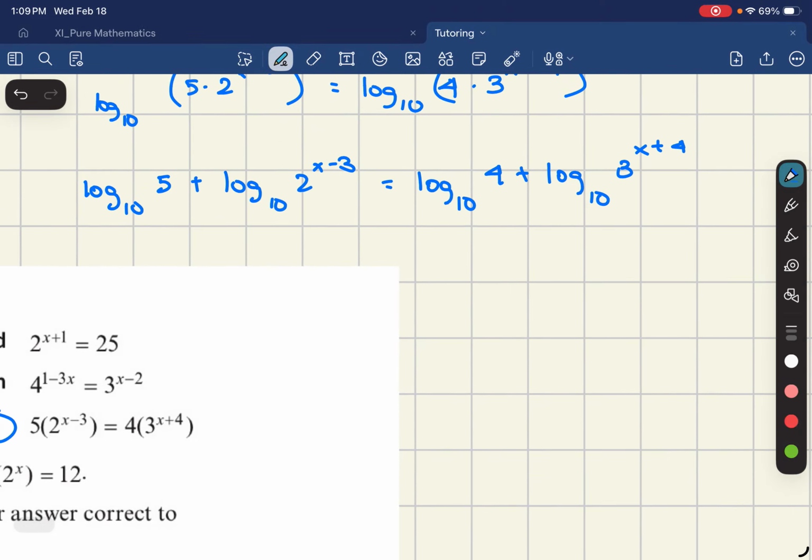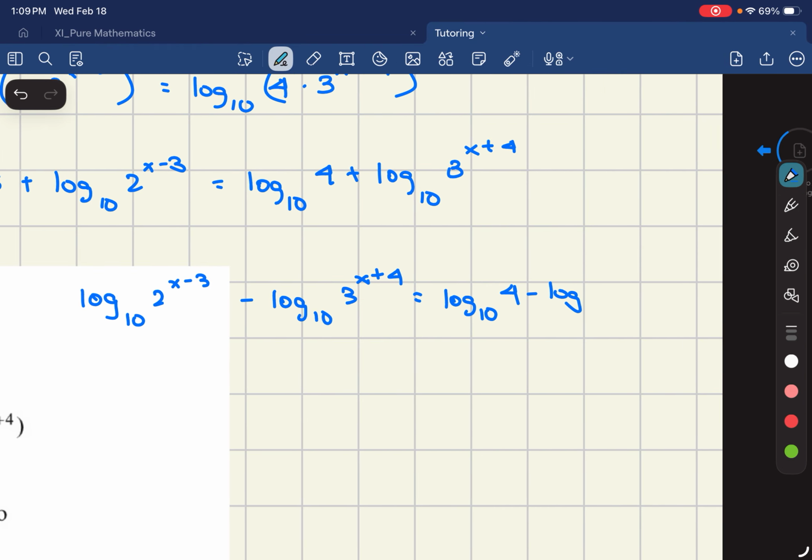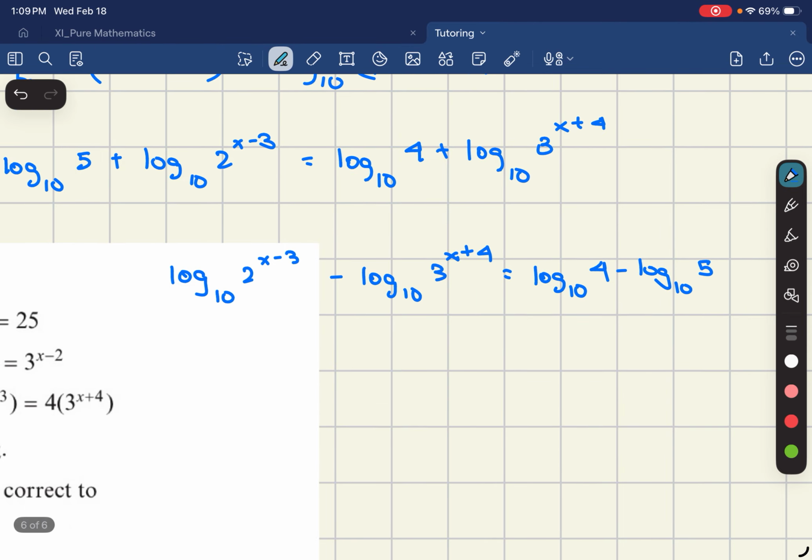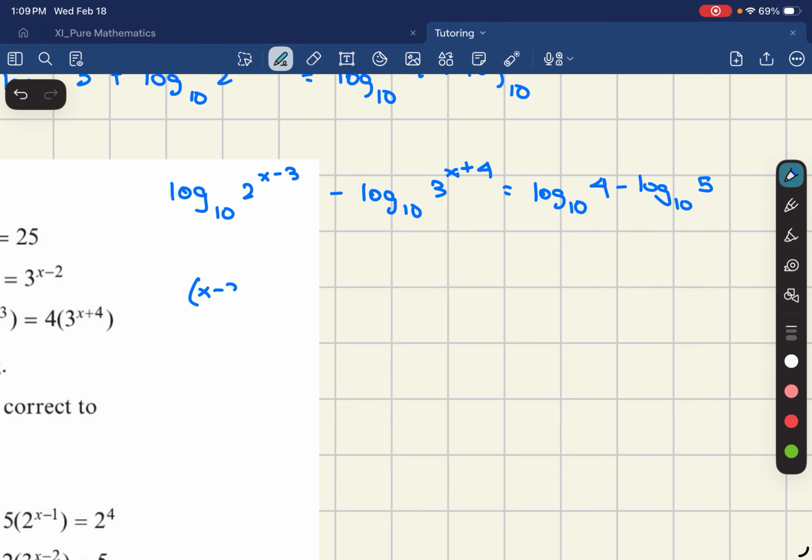Now, I want my terms with x on the same side. So log base 10 2^(x-3) minus log base 10 3^(x+4) is going to be equal to log base 10 4 minus log base 10 5. And now I can write this as (x minus 3) log base 10 2 minus (x plus 4) log base 10 3 equal to log base 10 4 minus log base 10 5.